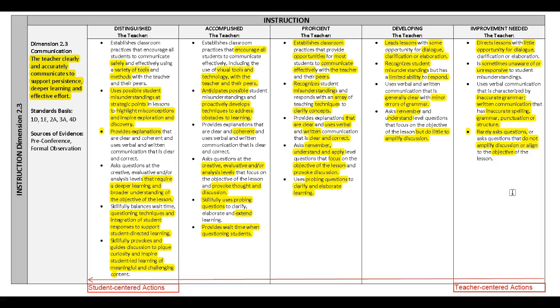So one other thing to take note of, and you see this at the end of each of your dimensions in your rubrics, at the bottom you see where it says teacher-centered actions. This is aligned under the improvement needed teacher, and then if you look to the far left, you see the student-centered actions aligned under the distinguished teacher. So as you unpack these rubrics, what you're going to see as you move from the right to the left, all the descriptors move from being very teacher-centered toward becoming very student-centered.